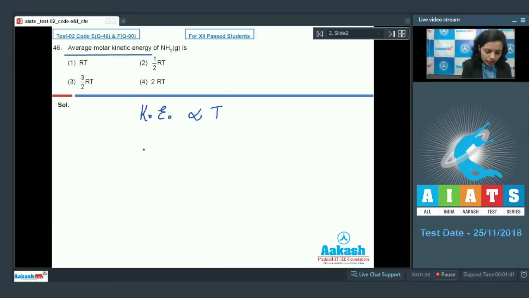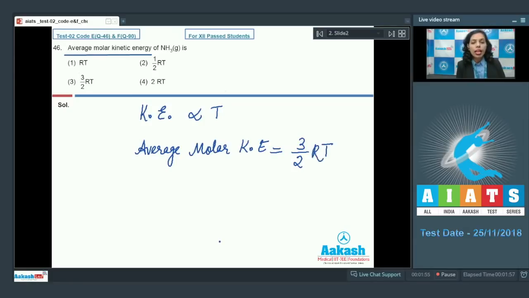Average molar kinetic energy is equal to 3/2 RT. This is the formula that we use to calculate this average molar kinetic energy, and that is why the correct answer for this particular question is option 3. I hope this question is clear to you. Let me mark here the correct answer.